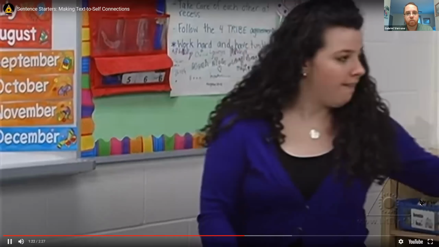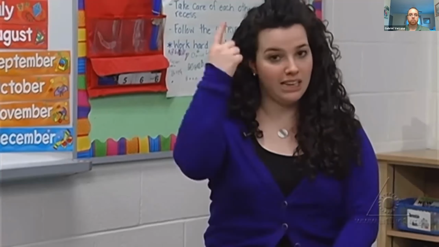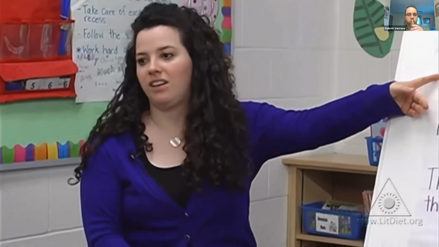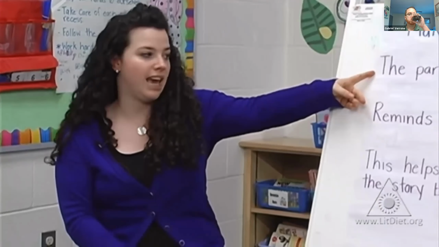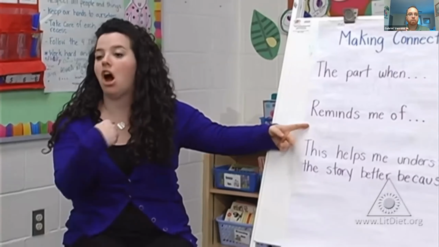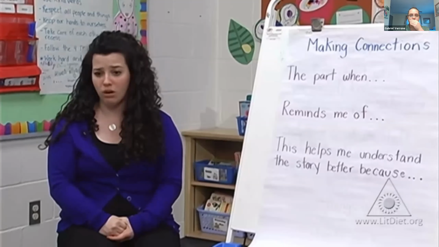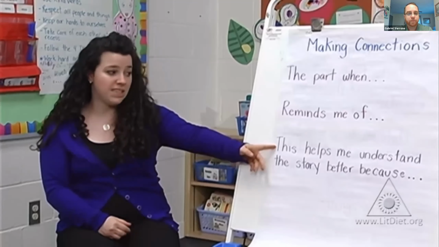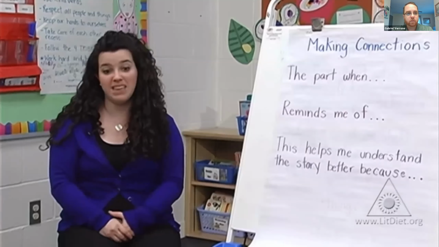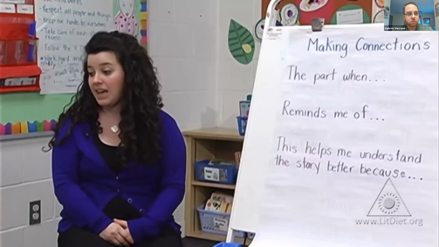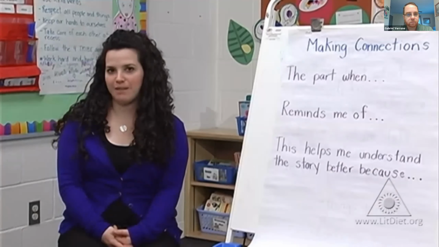This book, I use these sentence starters to help me think of a connection in my mind. The part when Alexander goes to the dentist and has a cavity reminds me of the time when I went to the dentist and I had a cavity. I felt so worried and scared. This helps me understand the story better because now I know that Alexander must be just as worried and scared as I was. Can any of you think of a connection that you made from the book that I just read to you?